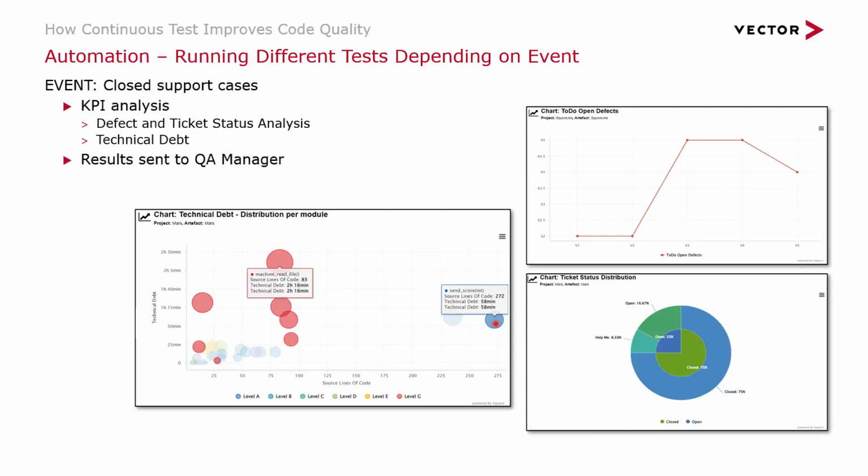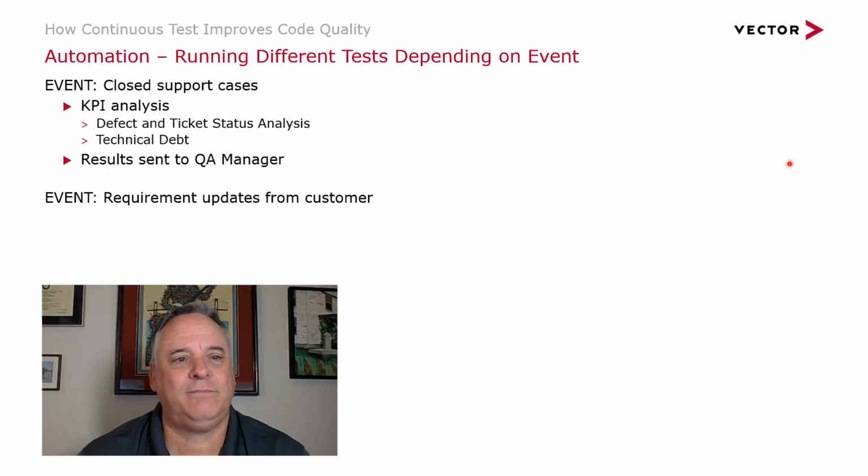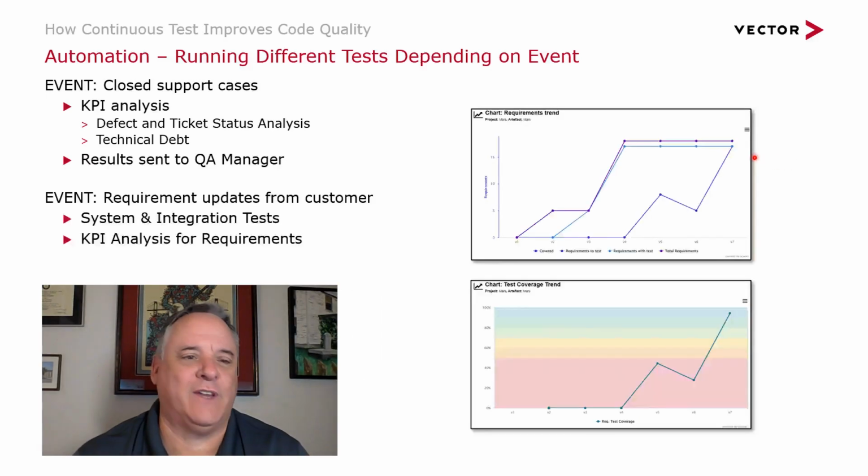And the results are sent back to the QA manager when they're done. So you may get a package that looks like this, or just an email or report that would encompass all of this information off of a closed support case. So we get an update of requirements from the customer.